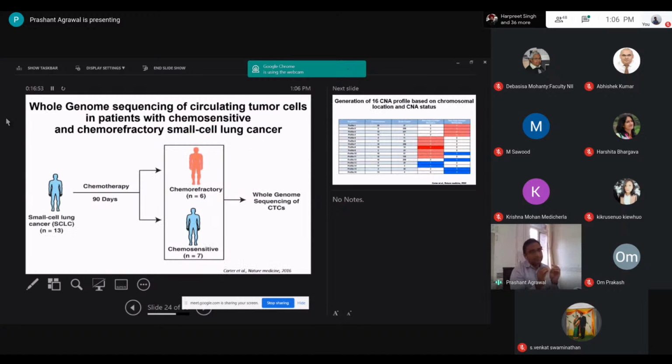So this is a study which has been published in Nature Medicine, and this is work from Caroline from the UK. What they tried to understand is, in small cell lung cancer patients, whether they could identify a signature between chemorefractory and chemosensitive doing whole genomics, and whether that signature could be used to identify if the patient will respond to the therapy or may not respond to the therapy. And you could see the numbers were n equal to 6 and n equal to 7, 90 days, 3 months. Most of the time in the clinics, when you make a call that a patient is responding or non-responding to the therapy, we give a time window of 3 months.